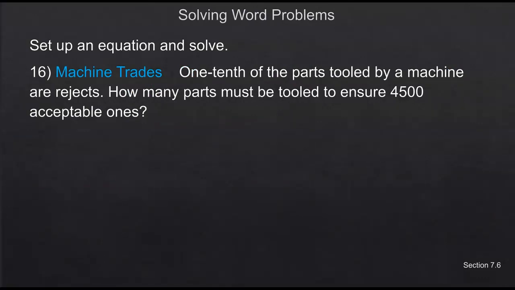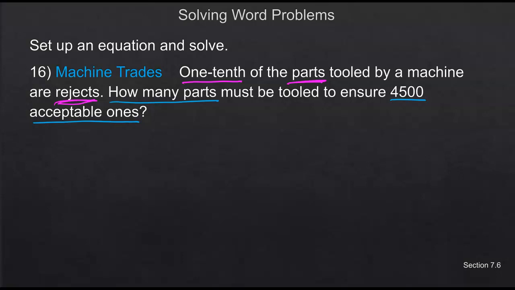Here's the next one. 1/10 of the parts tooled by a machine are rejects. All right, so 1/10 of the parts. Whenever you see "of," right, of the parts, that often means to multiply. So that means that when you make a bunch of parts, 1/10 of them have to be discarded because they aren't what they're supposed to be, right? There's some flaw in them and they're rejects. And then it says how many parts must be tooled to ensure 4,500 acceptable ones. Okay, so we have to end up with this many in the end.